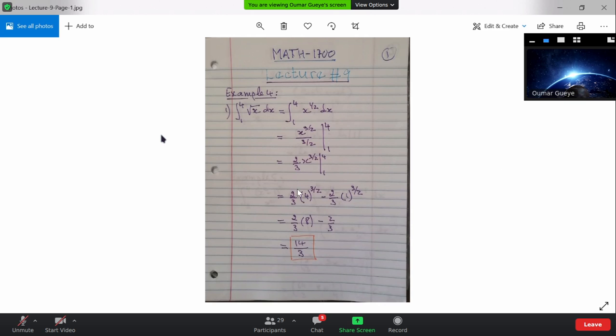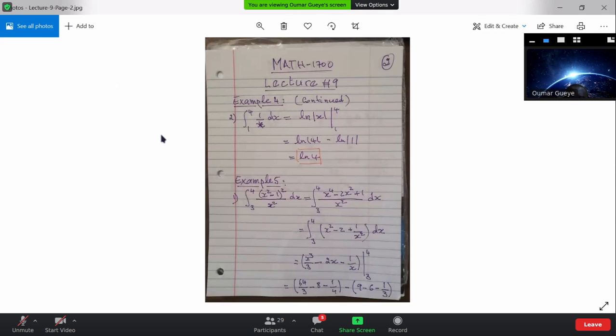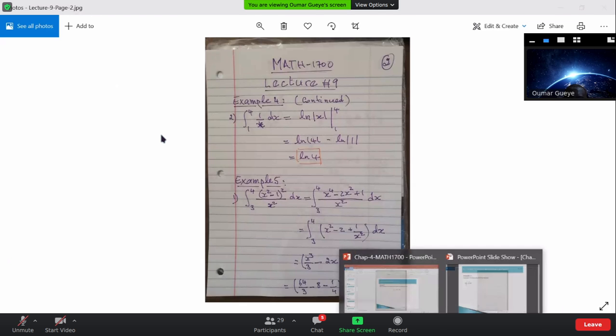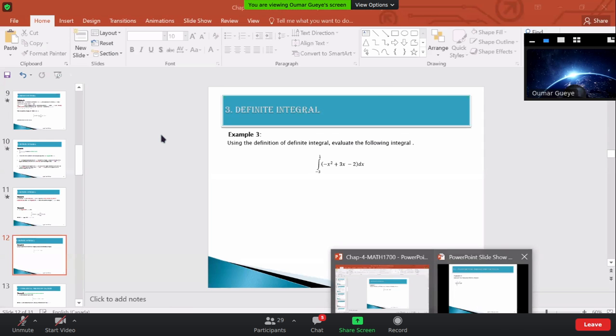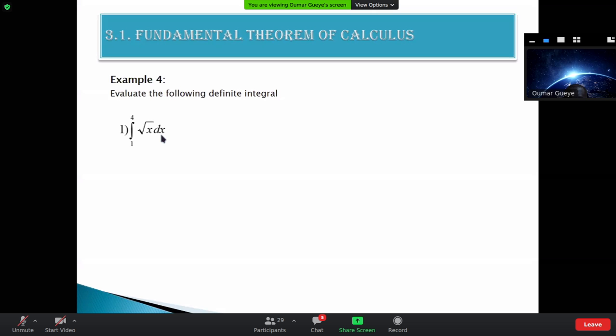So you guys are done with this page? All right, so let's move on to the next example. All right, so next example, as you can see here.